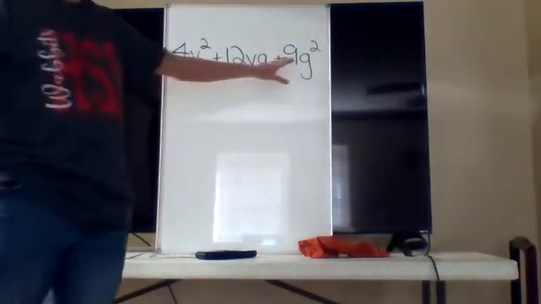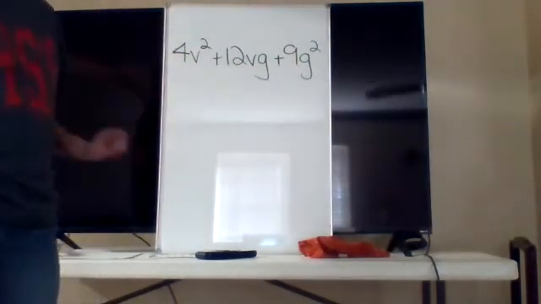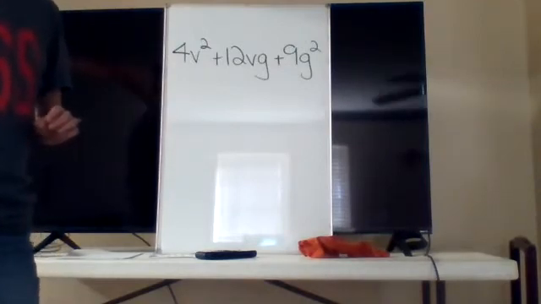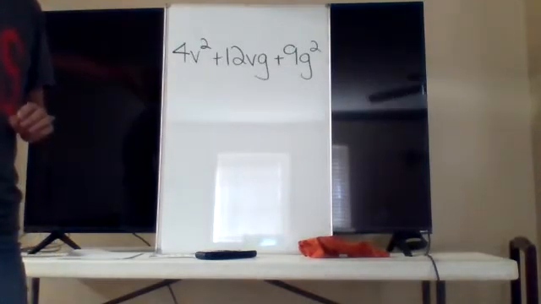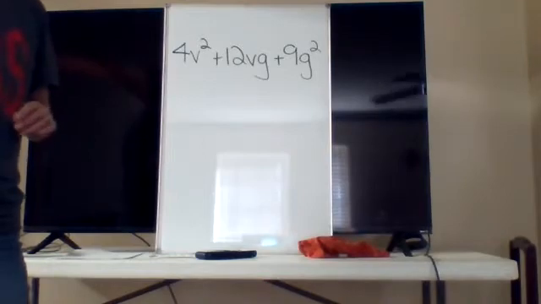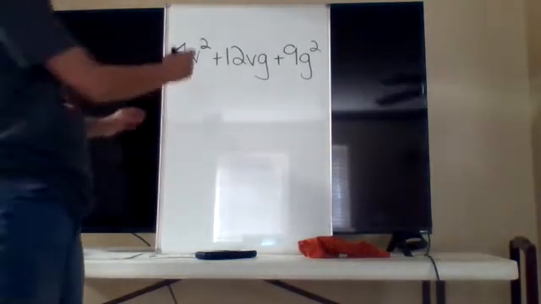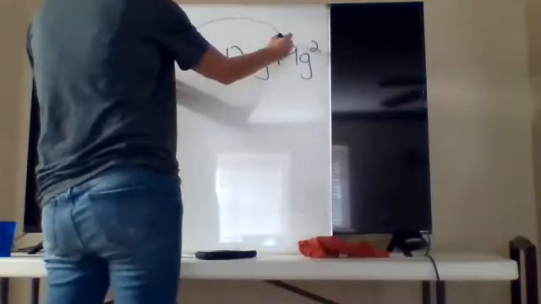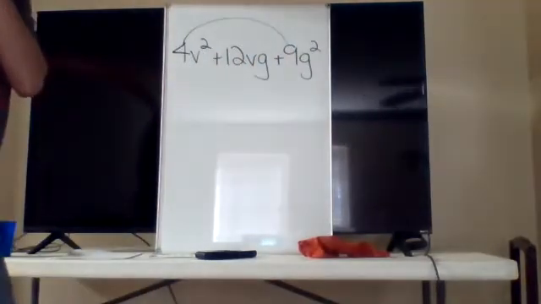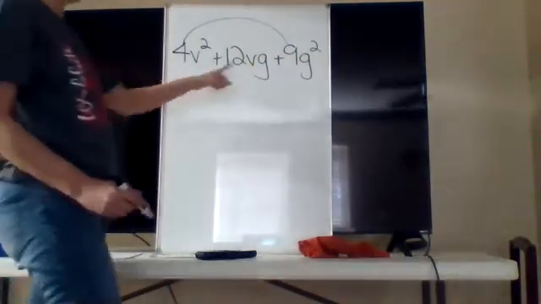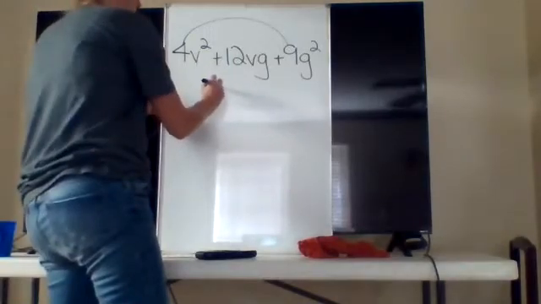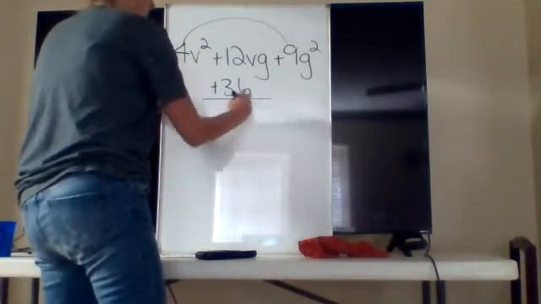So I have a trinomial and there is a number in front of V squared, which means this is the long method. Okay, remember the long method trinomial is when you multiply this number times that number. Sign and everything. So you have +4 times +9, which is +36.